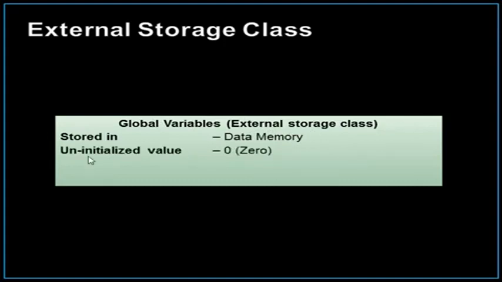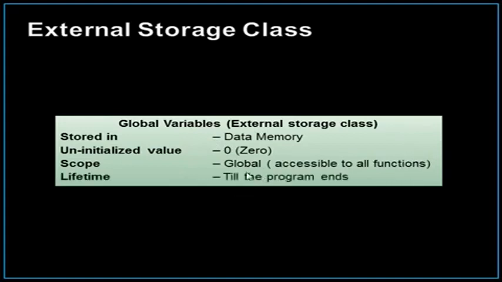Now, when you declare an external variable or a global variable, it is always initialized to 0, right? When you don't initialize the value, it gets automatically initialized to 0. The scope is global. It is accessible to all functions, or in all parts of the program. And the lifetime is until you end the program. Those live on. You can access them till the end of the program.